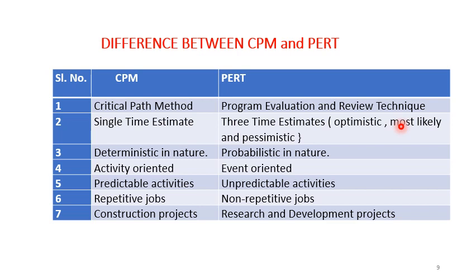So you are using 3 time estimates in PERT, whereas in CPM you are using a single time estimate for the activity duration. That is the major difference between CPM and PERT, the time estimates. Similarly, an extension of that, CPM is deterministic in nature, whereas PERT is probabilistic in nature. That is why 3 time estimates are used. You are not certain. CPM is activity oriented, PERT is event oriented. CPM is applicable for predictable activities, PERT for unpredictable activities. CPM for repetitive jobs, PERT for non-repetitive jobs.